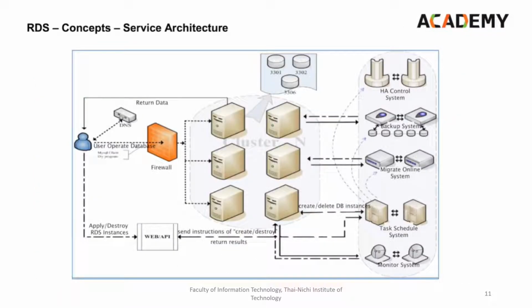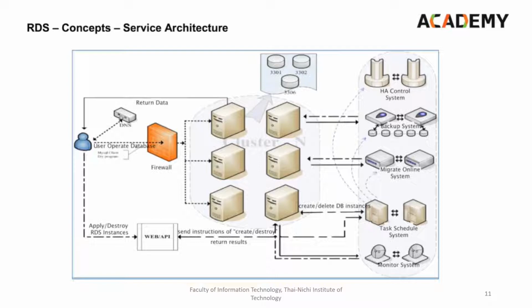In the RDS concepts, we have a service architecture. The RDS instances have a high availability control system, a backup system, a system which migrates the online database, a task scheduler system, and a monitoring system. All these are managed by using the RDS instances. These RDS instances are connected through a web API, or they are accessed through a firewall. This firewall will increase the security of using the database.